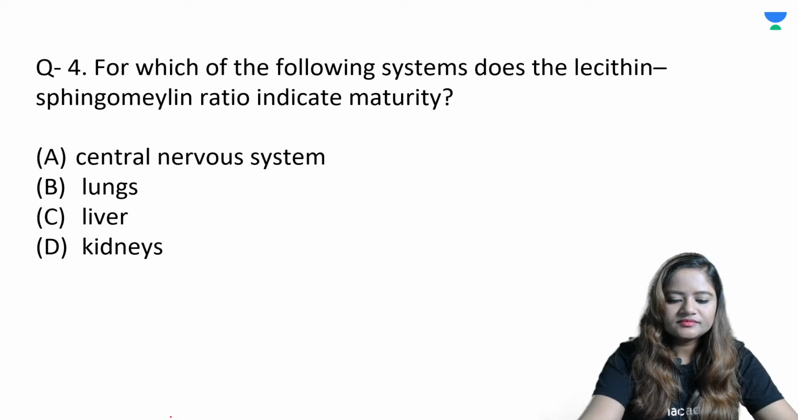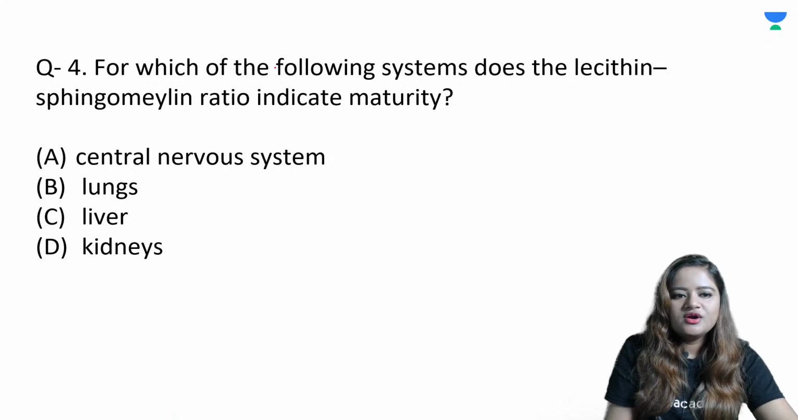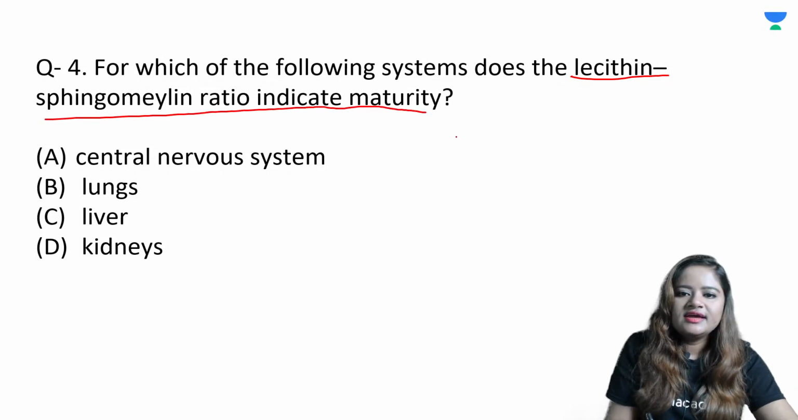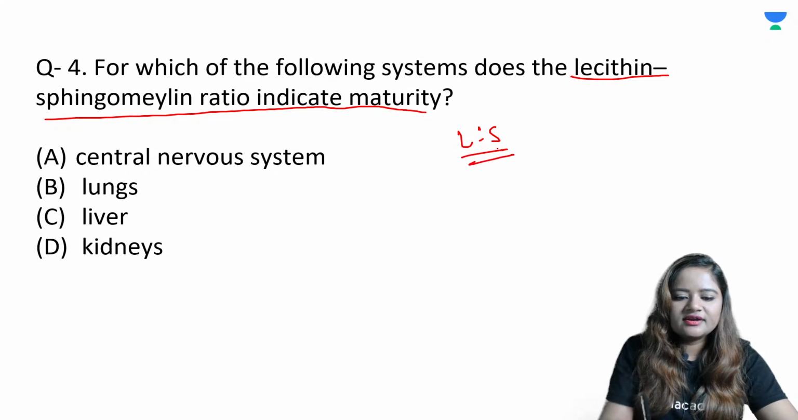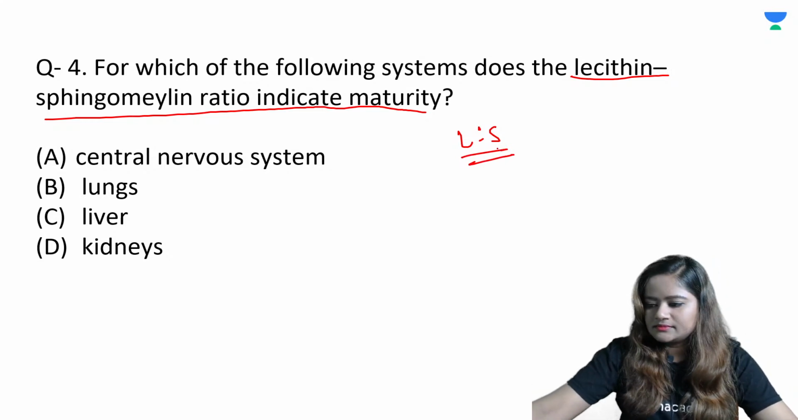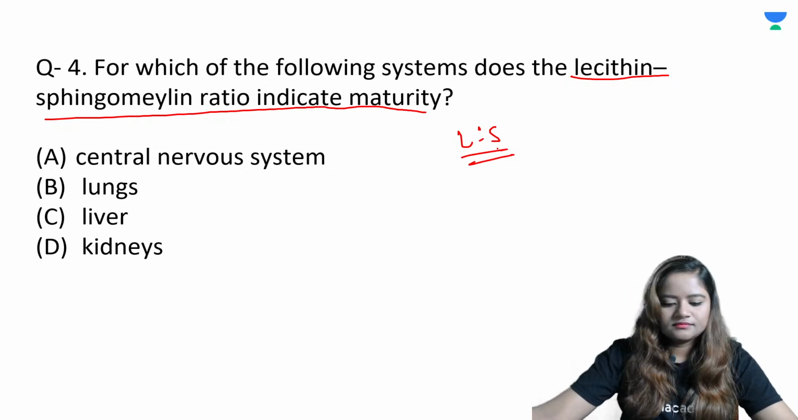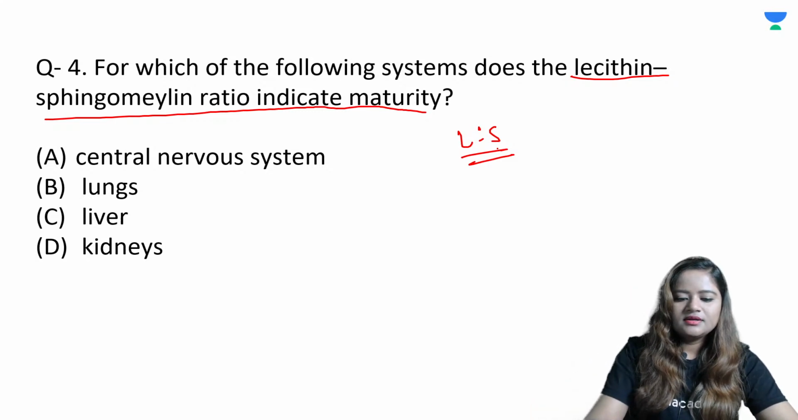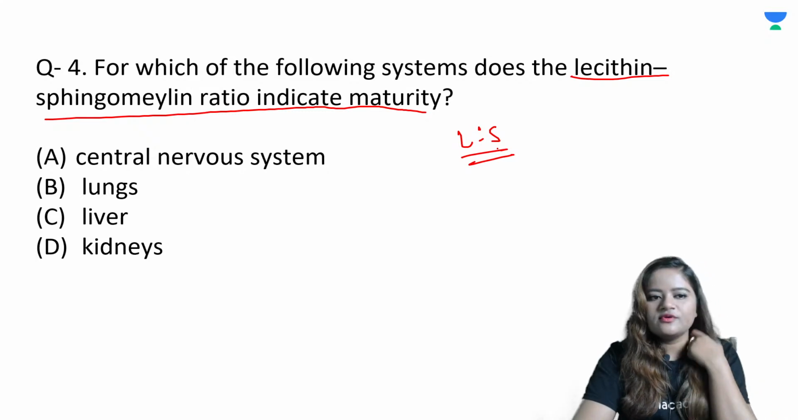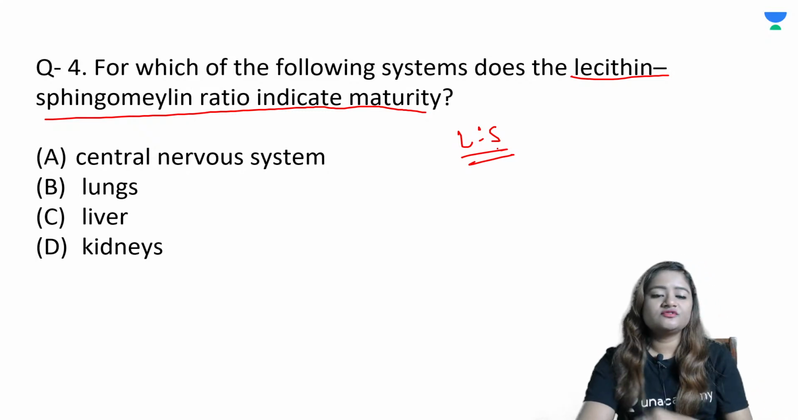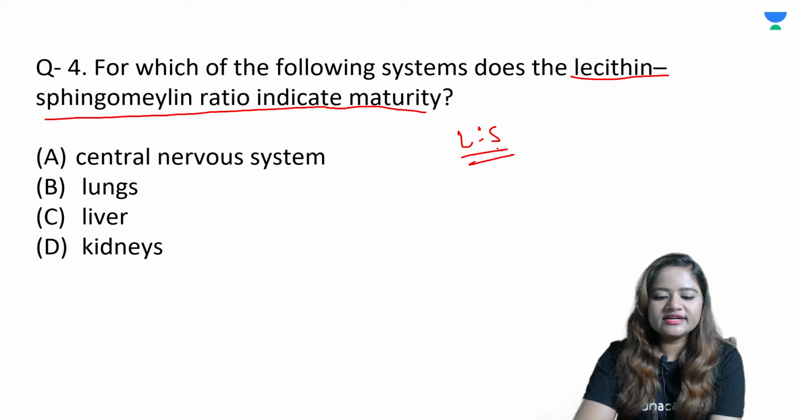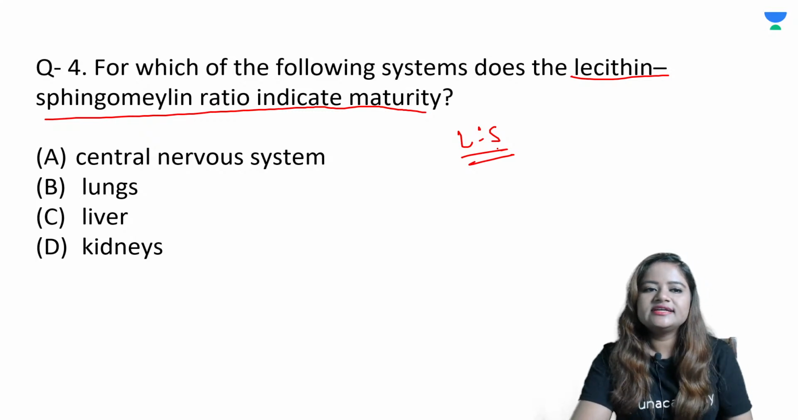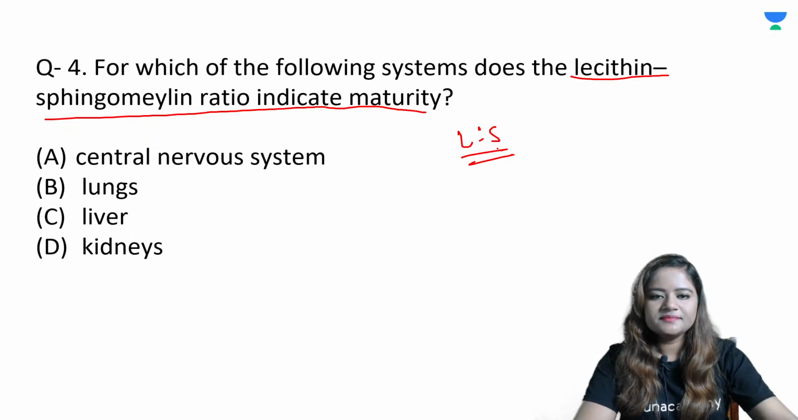All right. Okay. Question number 4. Which of the following system does the lecithin sphingomyelin ratio indicate the maturity for? Where do we calculate the LS ratio to indicate which maturity? Please put down your answers in the chat box. Is it for central nervous system? Is it for lungs? Is it for liver? Is it for kidney? The maturity of which system do we check by calculating the LS ratio?